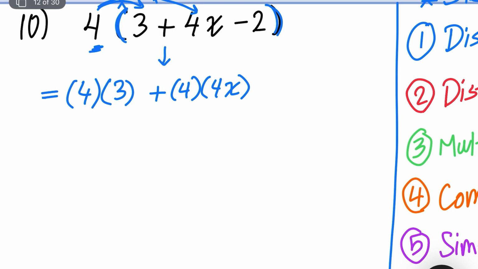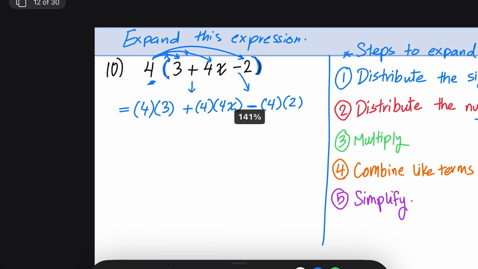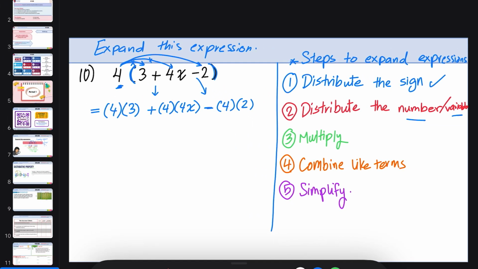Then don't forget the last one is 4 times 2. Again, don't forget to write down the sign. Since you wrote down the sign, no need to write it again next to the number. So you're just going to write 4 times the 2 only. Since the negative was written outside, no need to write it inside here again, okay? Now, moving on from step number 2. This was supposed to be in red. Anyways, we're done now with step number 2.